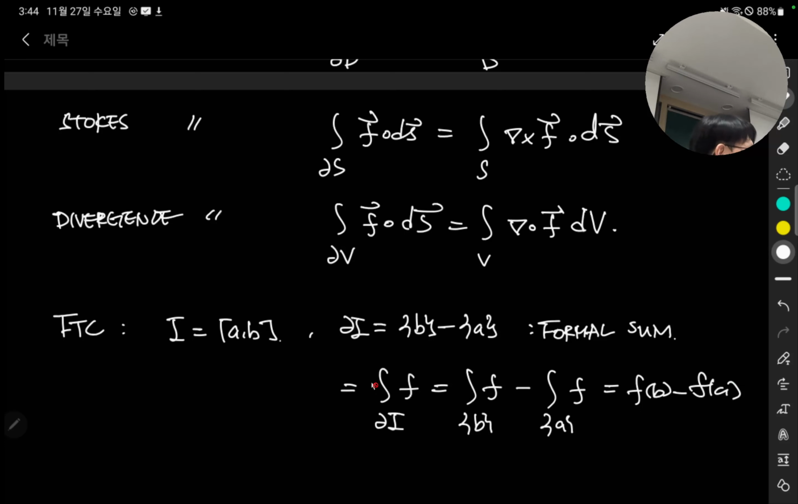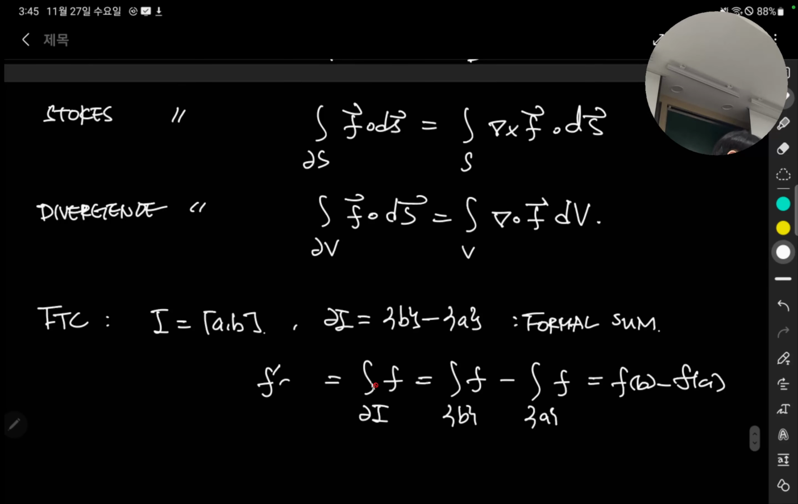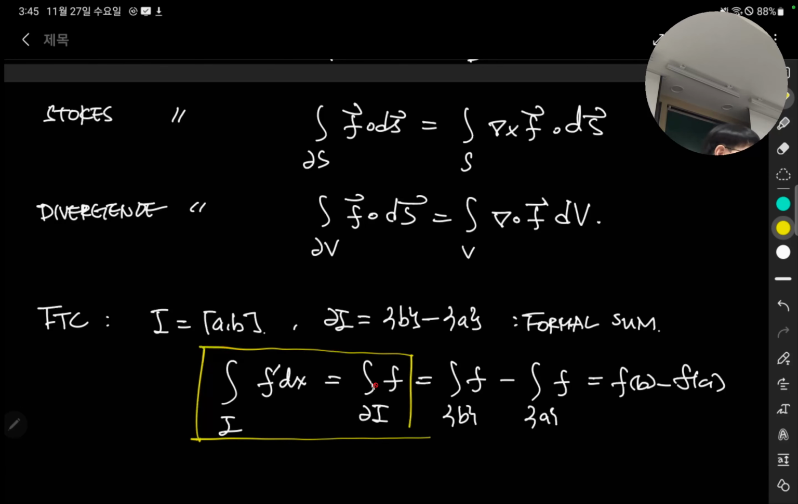So the fundamental theorem of calculus says f(b) minus f(a) is equal to the integration of f prime dx over I. Okay? So it doesn't matter whether a is less than b. A could be bigger than b. It only changes the sign of the result, but it coincides with this notation. So the important thing is you have to remember this formula.